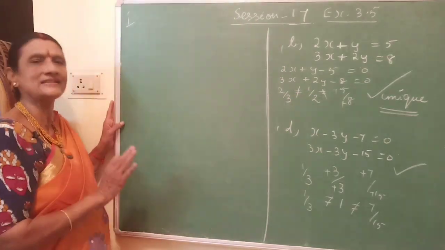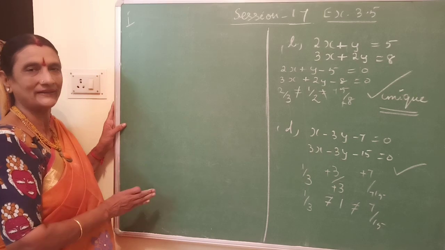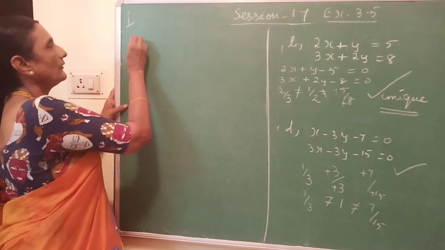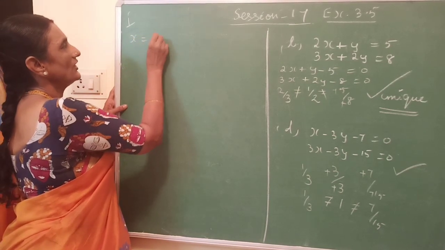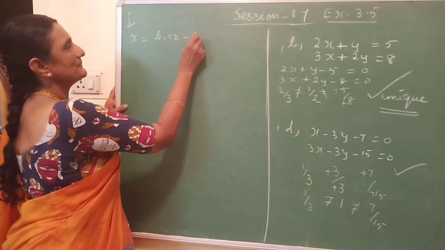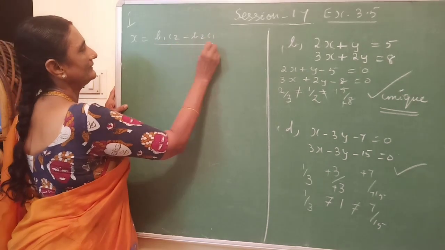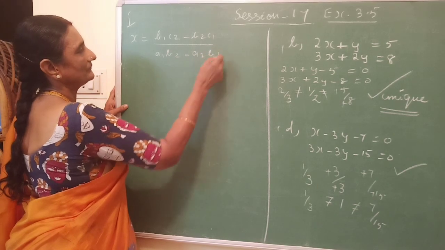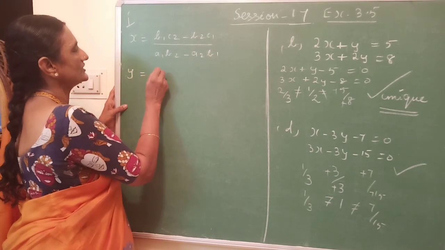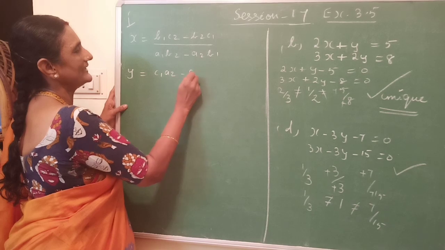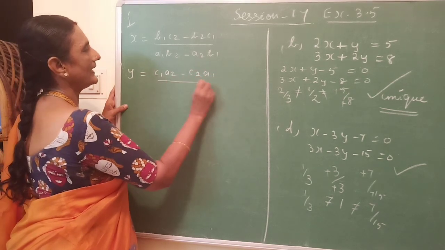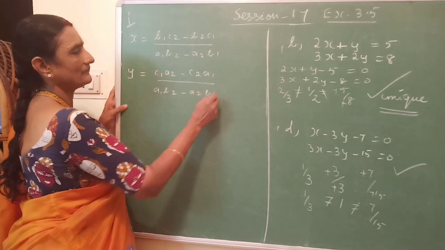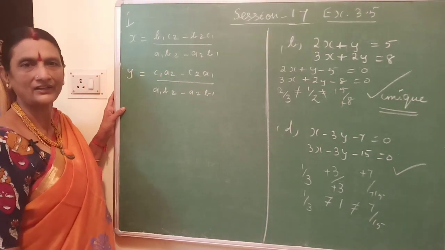Now for any sum, for using this method, you have to first write down the formula. Okay. Now, what is that? X is equal to B1 C2 minus B2 C1 by A1 B2 minus A2 B1. Now, Y is equal to C1 A2 minus C2 A1 by A1 B2 minus A2 B1. Okay, is that clear to you?